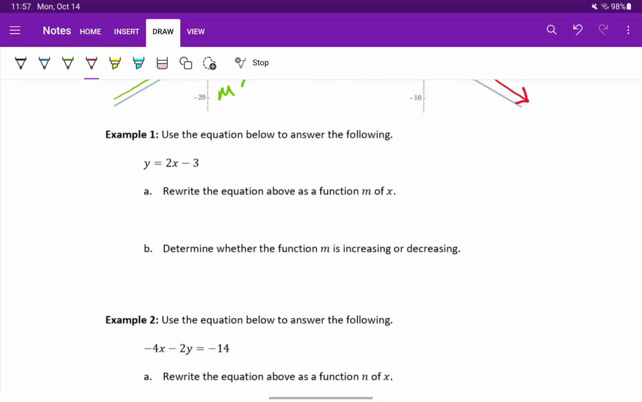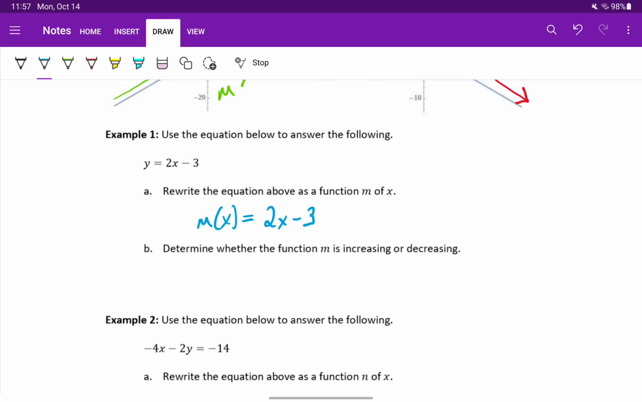Looking at example 1, we want to use the equation y equals 2x minus 3 to first rewrite that equation as a function m of x. Linear equations are functions, so to do this, all we need to do is replace y with our function notation m of x, and now we've rewritten that linear equation as a function which we've defined as the function m.